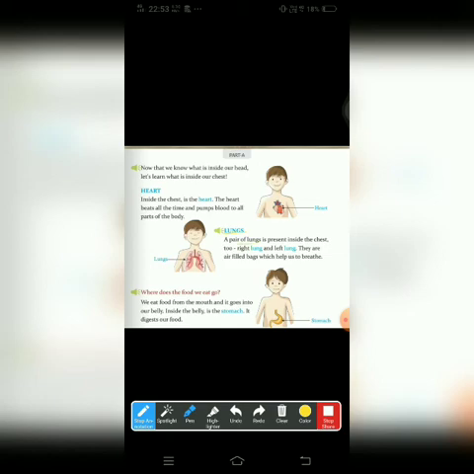A pair of lungs is present inside the chest. First of all, let me tell you the meaning of the word pair. Pair means two. Like we have a pair of slippers, we have a pair of socks. Similarly, we have a pair of lungs. Pair means always two. And so there are two lungs inside the chest. One on the right side of the chest, that is the right lung, and one on the left side of the chest, that is the left lung.